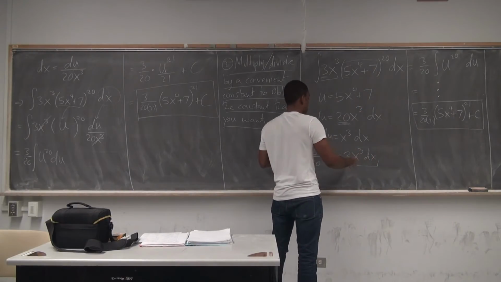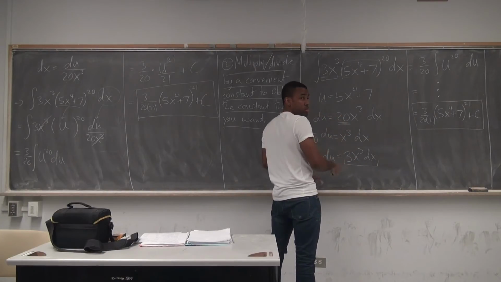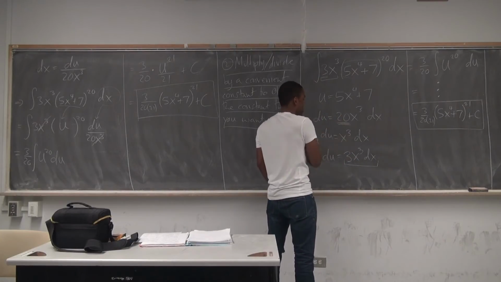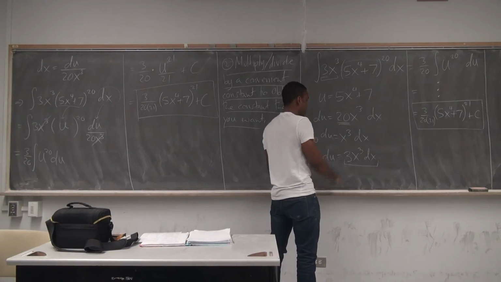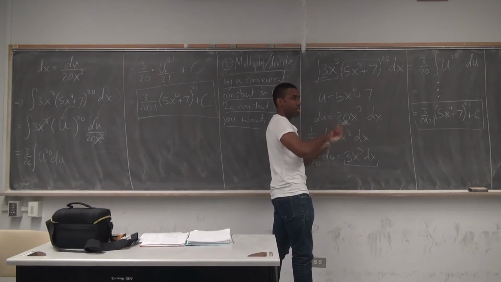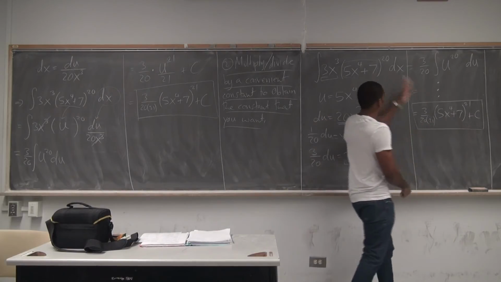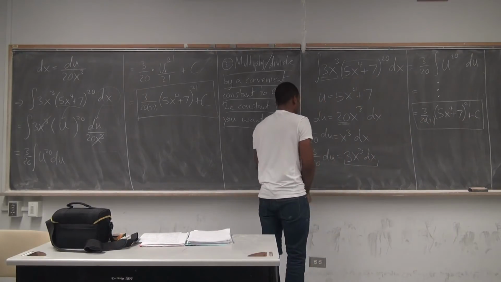What I did here? Yeah, so here I had a 20, and I wanted a 3. So I just did divide out the 20, right, because I don't want the 20. And because I want a 3, I just multiply both sides by 3. I just multiply and divide by constants to get the constant that I want. And then I can swap it out after that.